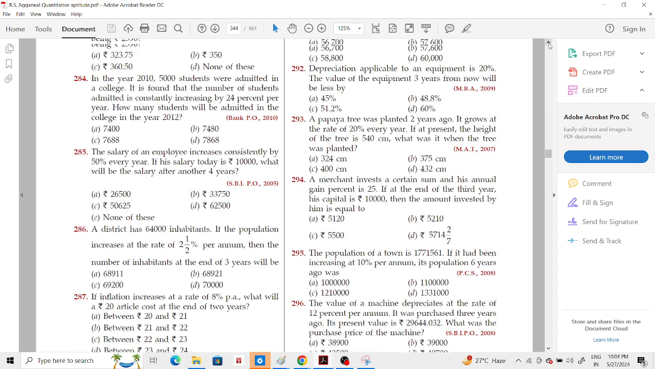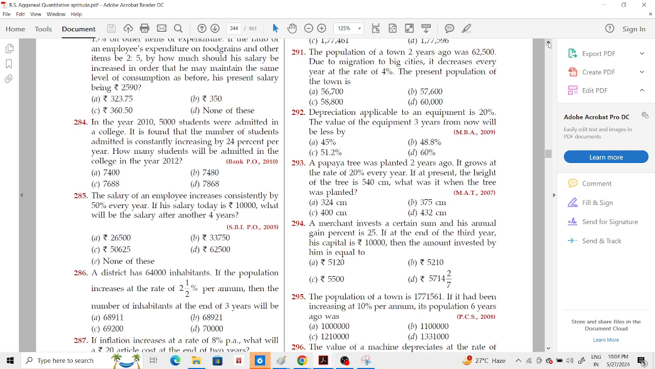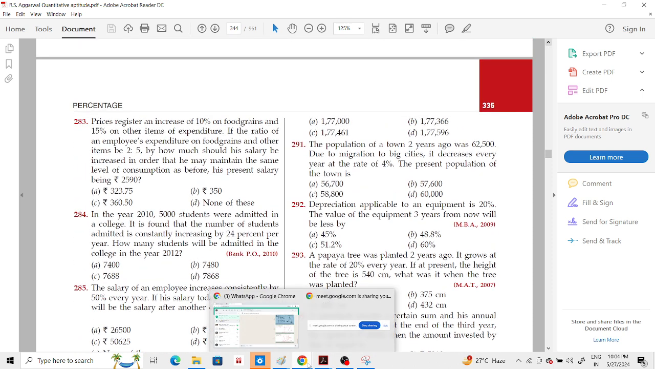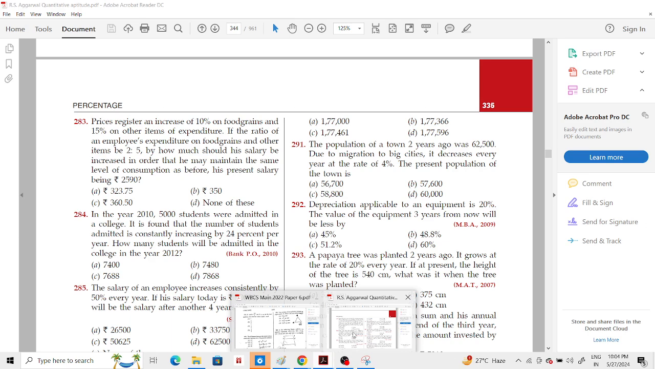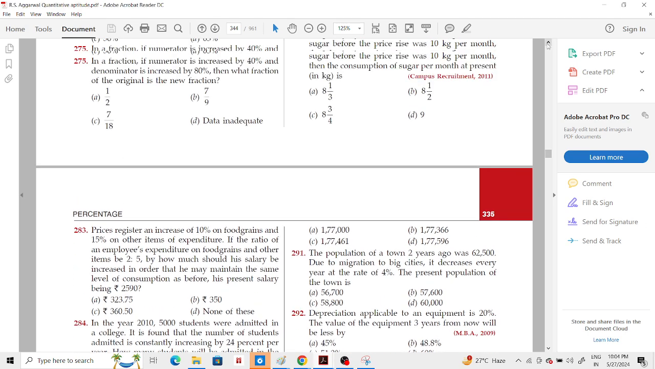Sir, can you show me the solution I have sent in the group? Can you check it so that I can move on to the next one? I have just sent it in the group. You see, it is in the group. Yes, sir.